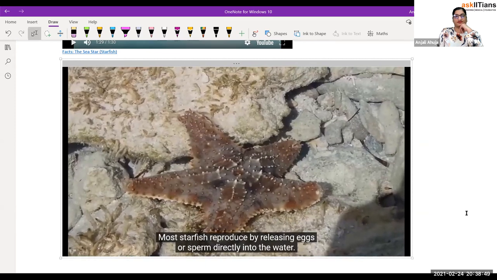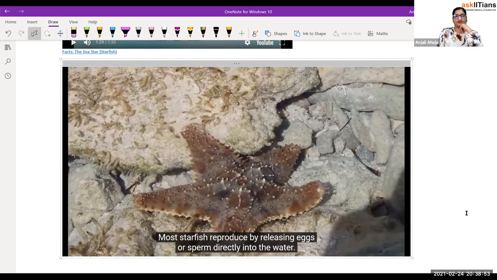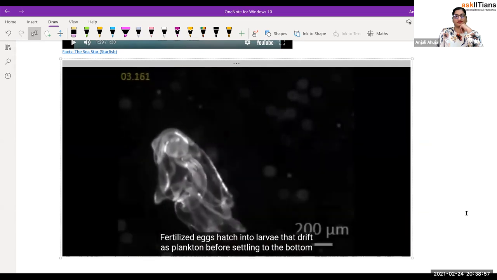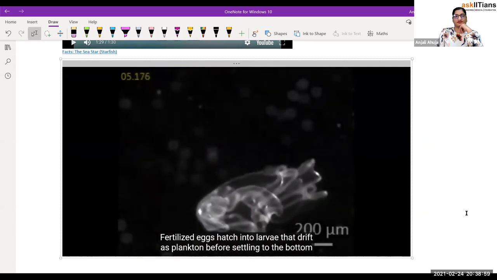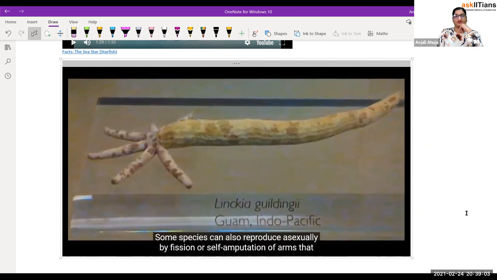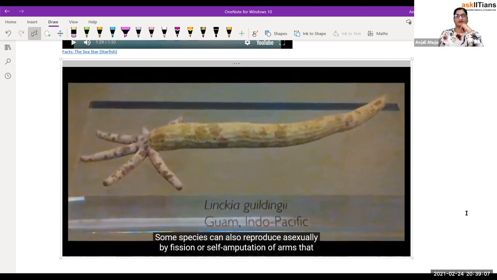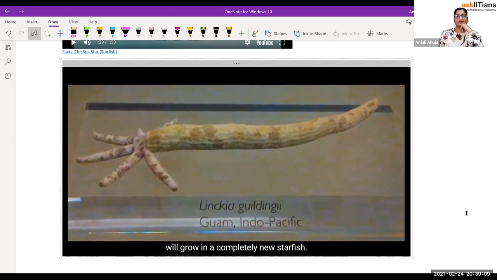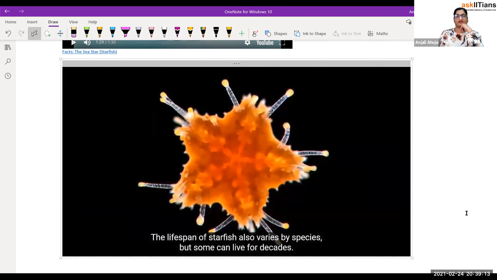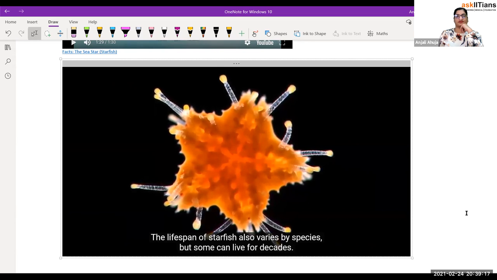Most starfish reproduce by releasing eggs or sperm directly into the water. Fertilized eggs hatch into larvae that drift as plankton before settling to the bottom of the seafloor. Some species can also reproduce asexually by fission or self-amputation of arms that will grow into a completely new starfish. The lifespan of starfish also varies by species, but some can live for decades.